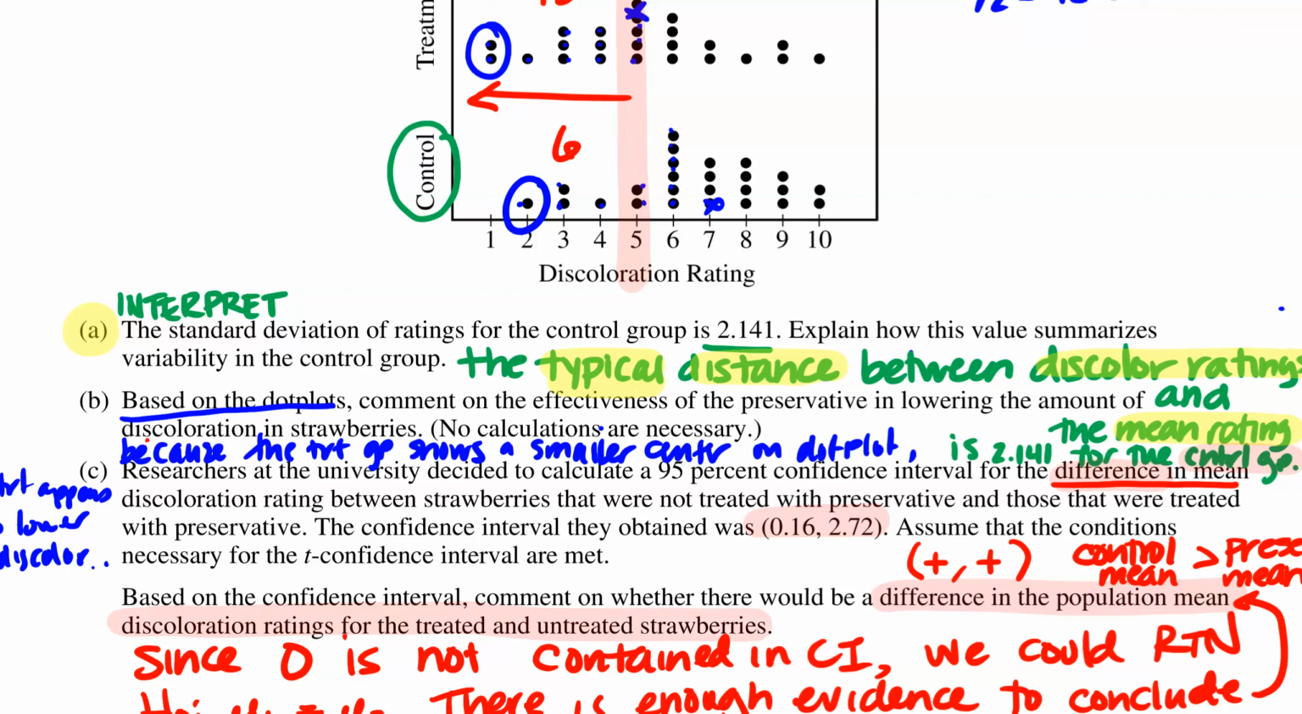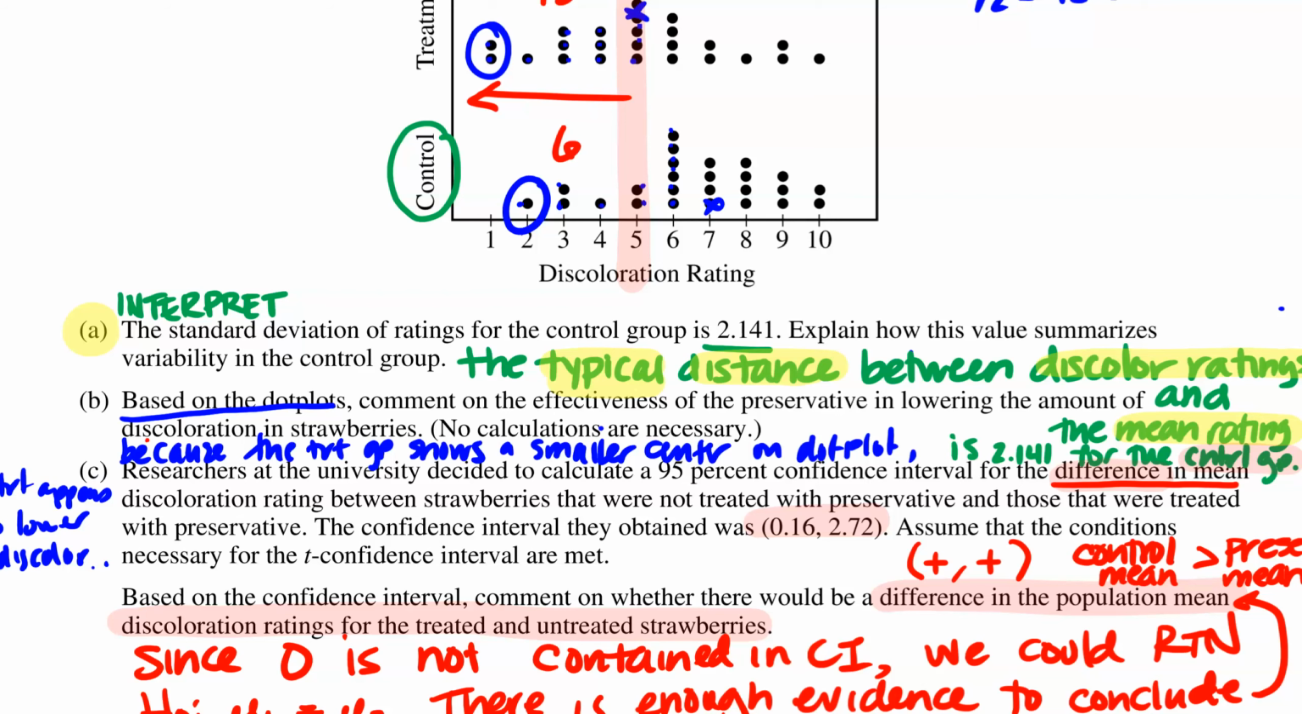If we want to go a little bit further, right? Again, this should have been enough. If you actually look at the rubric, they said something about the interpretation or conclusion. To me, this is the interpretation and conclusion. You gave me why, and you told me what the answer was. Now, I might want to go a little bit further if I was you as a student. I might want to say the interval being positive indicates the control group or the unpreserved strawberries have a larger average discoloration rate than the preservative strawberries.